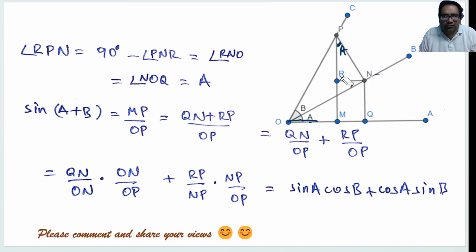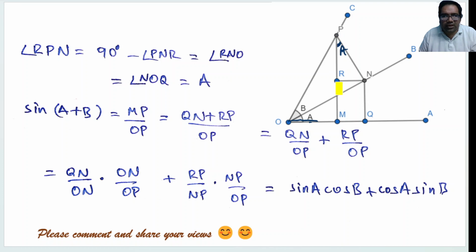The rest we can forget now. I am erasing everything. We just realized this is also A. Now, what is our sin(A+B)? It is PM/OP. What is PM? PM is PR plus RM. What is RM? Because this is a rectangle, RM is NQ. So PM equals PR plus NQ.